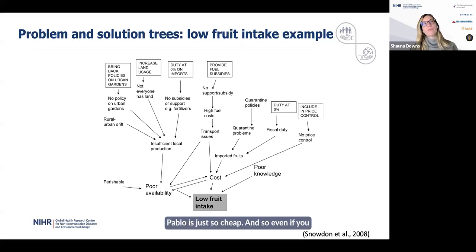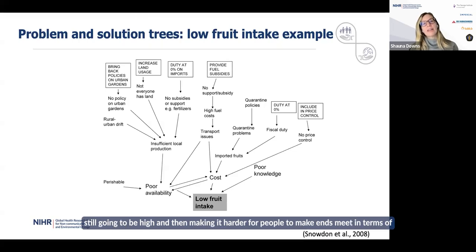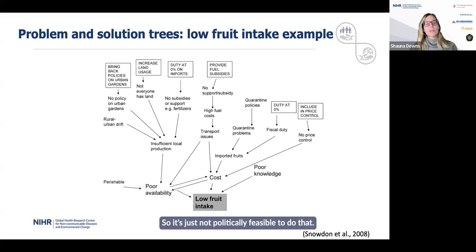And so even if you increase its price, the alternative oils are still going to be high, and then making it harder for people to make ends meet in terms of getting the food that they need based on the budgets that they have or the income that they have. So it's just not politically feasible to do that at the time, at least. So that's why it is important to go through this step.